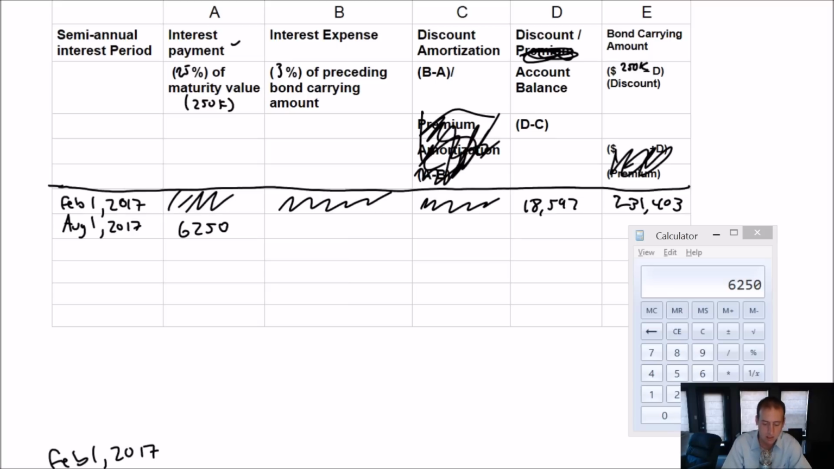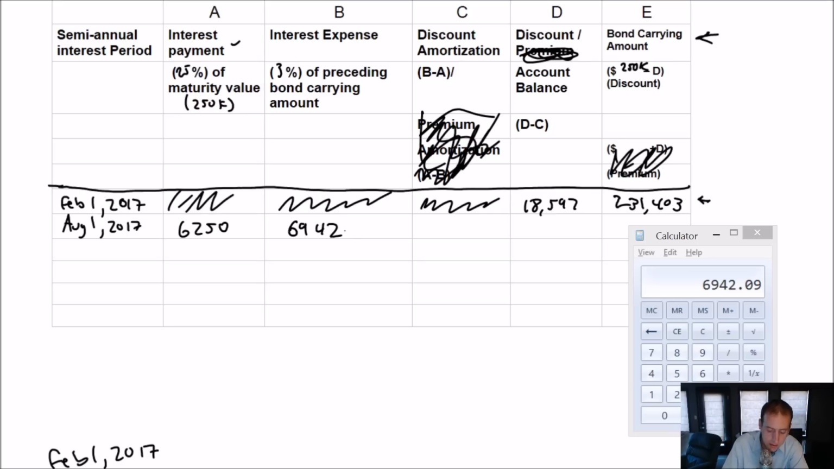6,250. Interest expense, 3% of the preceding bond carrying amount. Okay, so 3% of what? Well, you can see column E is called bond carrying amount. You can see it right there. So 3% of the preceding bond carrying amount. So if I'm in this cell, the preceding means the period before, and I go over to here, and I go, oh, it's got to be 3% of that number, whatever it is the period before. So again, I take 231,403, and I want to multiply that by 3%, times 0.03, and I get 6942. I'm going to be rounding to the dollar here.